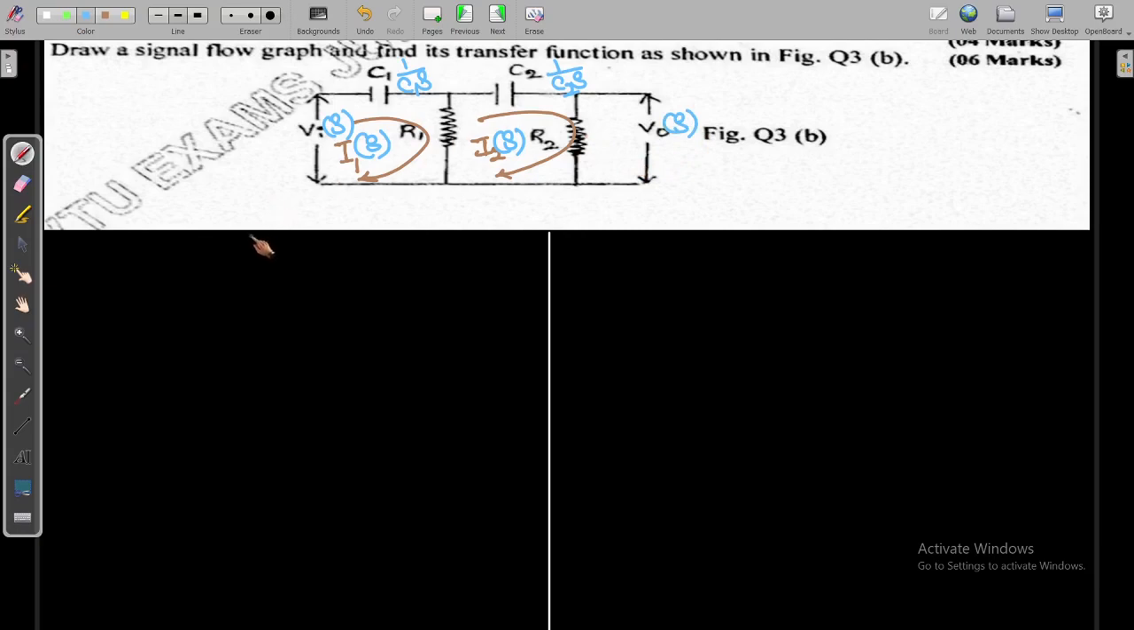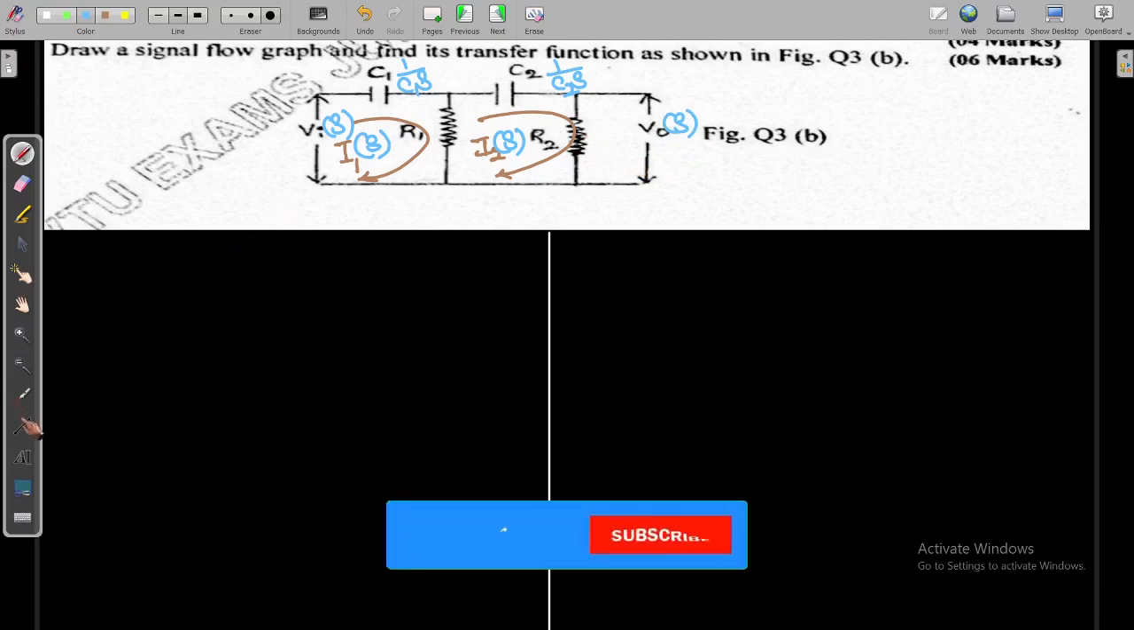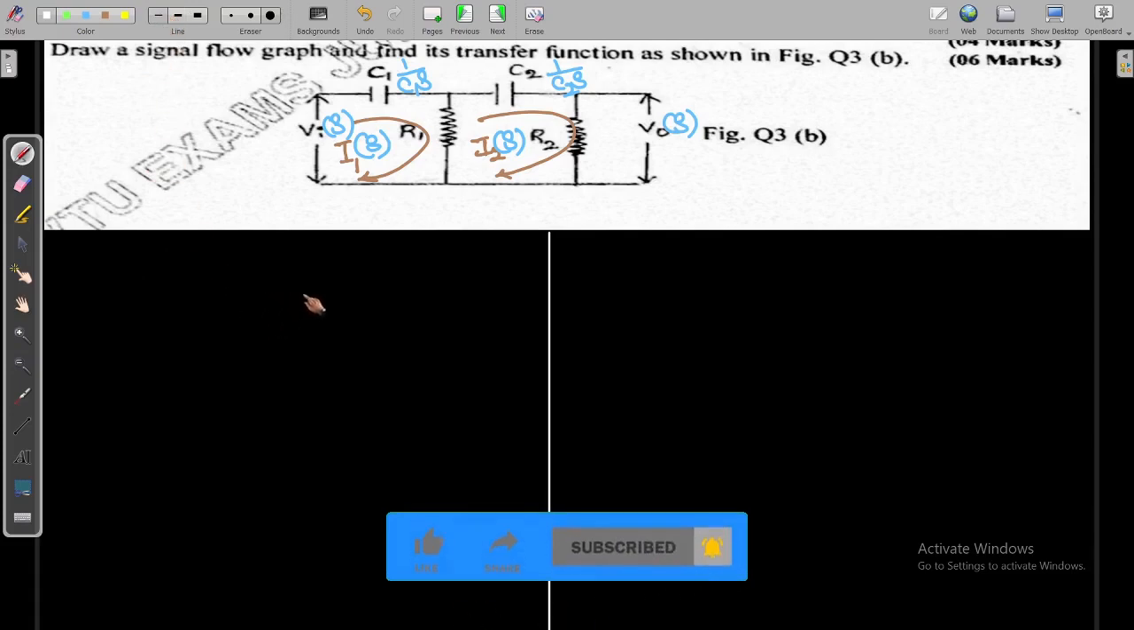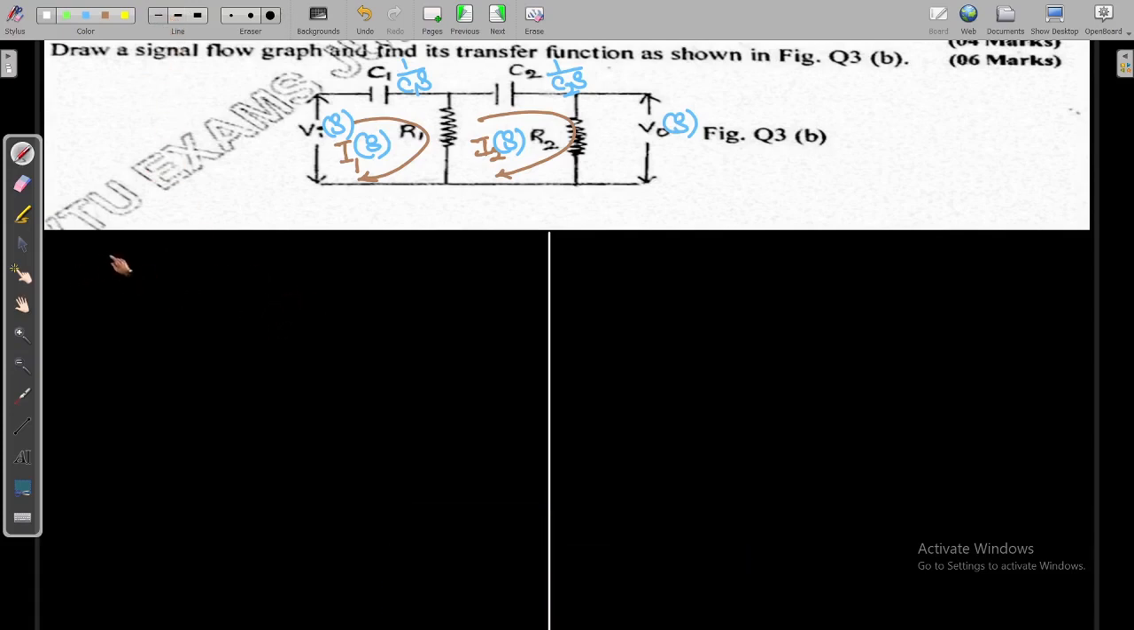By considering that, we will write all the branch current equations. Let us write the branch current equations of all the given branches. First, I1 of S is equal to, and also assume one more thing, I forgot: here you assume one more node V1. After the redraw of the network, it will become V1 of S. Now we will write that.